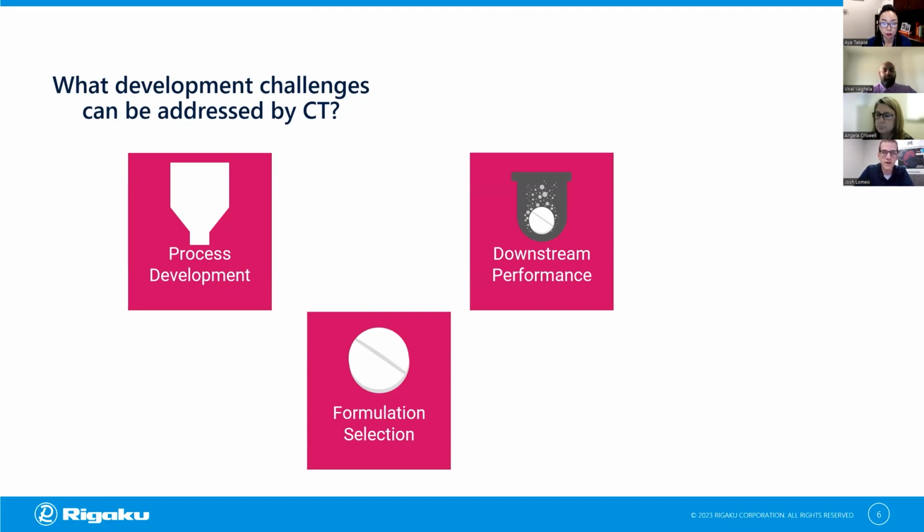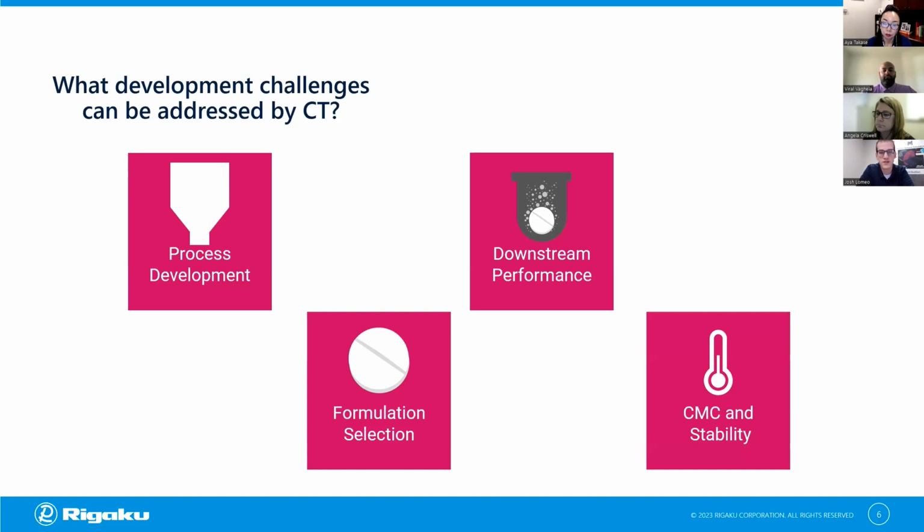And then in the fourth area here, we have CMC and stability. CMC is chemistry, manufacturing, controls. This is primarily associated with the safety, quality, and efficacy of the drug product, especially as we are doing things like technology transfer and scale up. We want to ensure that the quality of the drug product is maintained as we are changing sites or changing equipment.